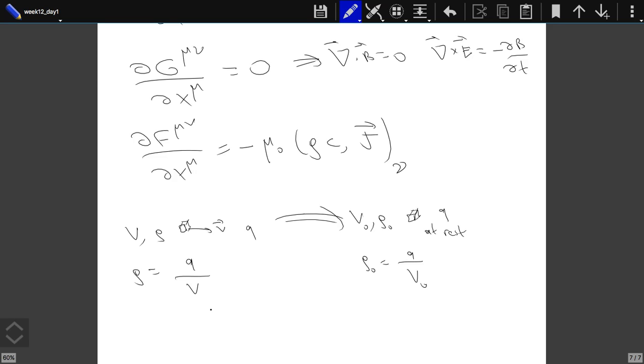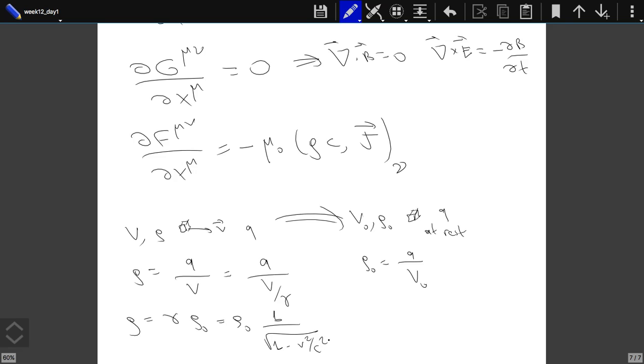But v is nothing but the Lorentz contracted volume element. Here, where it is at rest, it has some length in this direction, and v0 is the perpendicular cross-section times that length. Now, if I start moving relative to that frame, the perpendicular cross-section will not change, but the length in the direction of the velocity will get Lorentz contracted. So v is smaller than v0 by a factor 1 over gamma, where gamma is 1 over square root of 1 minus v squared over c squared. So rho is q over v0 over gamma, which is gamma times rho 0, or rho 0 times 1 over square root of 1 minus v squared over c squared.